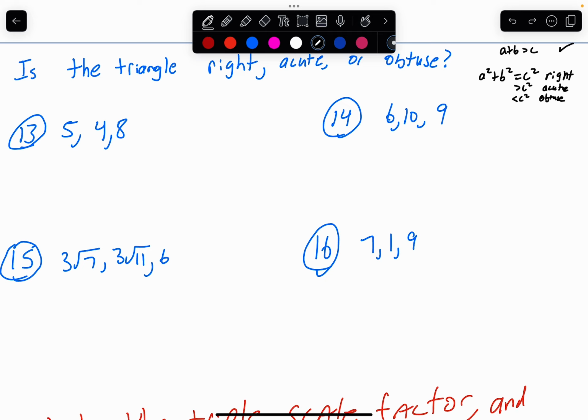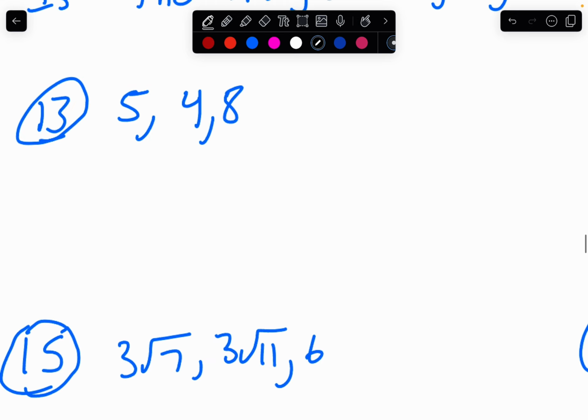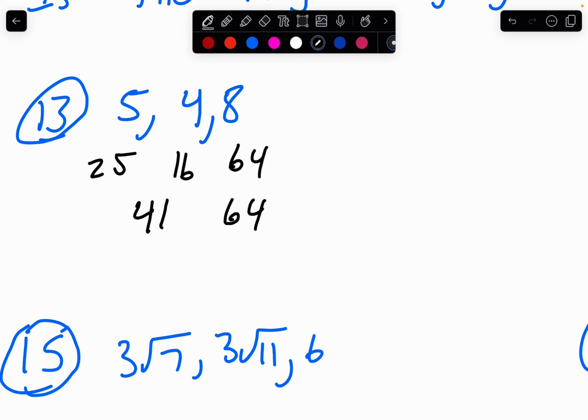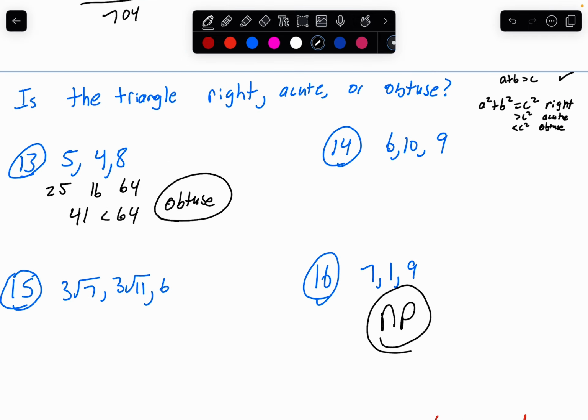5 plus 4 is greater than 8, yes. 9 plus 6 is greater than 10, yes. And then this one, no. So not possible, not a triangle. So 16's out. Don't do 16. The rest of them, we've got to do the second phase, which is square all the numbers. 25 squared, 4 squared, and 8 squared. Add the 2 smallest ones. That'd be 41. So C squared is bigger. It's going to be obtuse. So if the biggest one's bigger at the end, it's going to be obtuse.